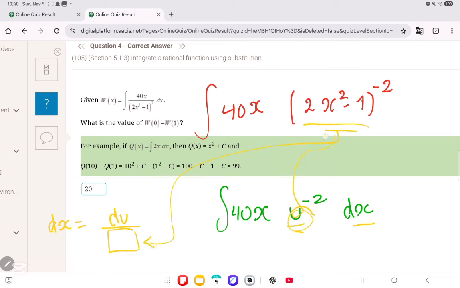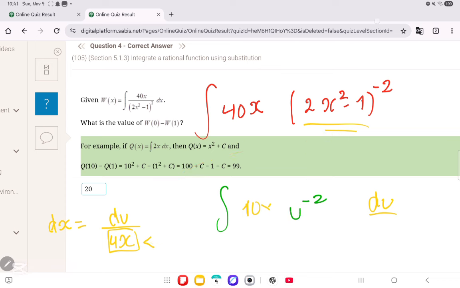So u is 2x squared minus 1. Take the derivative of 2x squared minus 1. What's that going to be? That's going to be 4x. So dx, we can substitute it now by du over 4x. x and x cancel. This and this cancel. So now we're left with 10 times u to the power of minus 2 du.